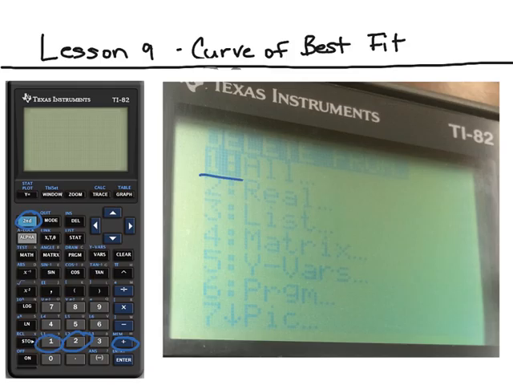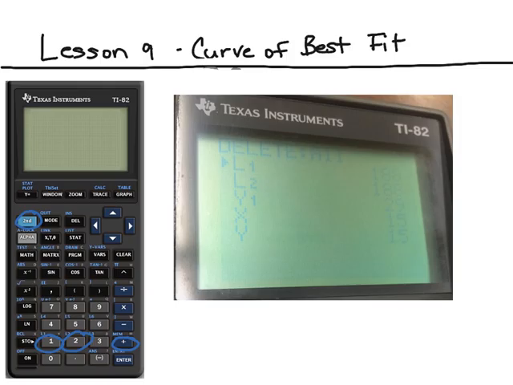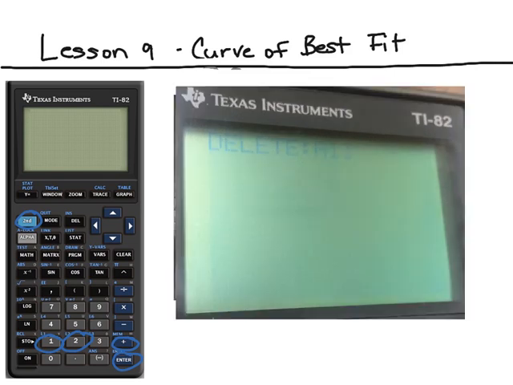Then it'll change to this. And then what you're going to do is push the enter key. Just keep pushing that until they're all gone and all you're left with is this. So once it looks like that, you're completely empty. There's nothing left in there. Then you can start over.